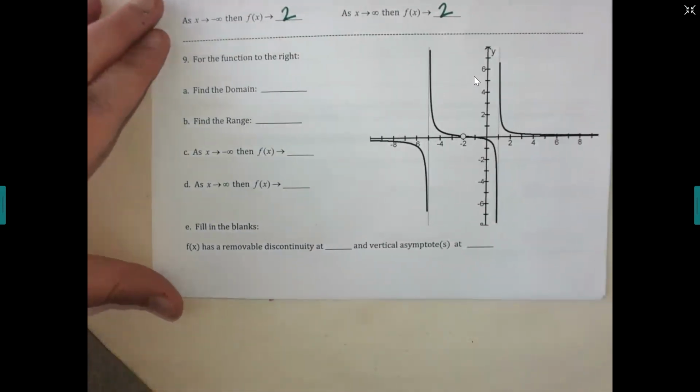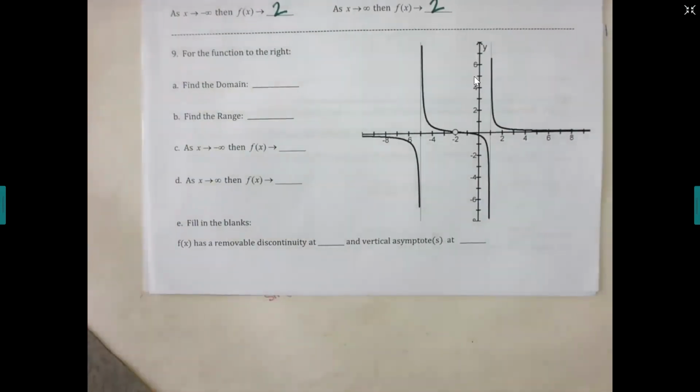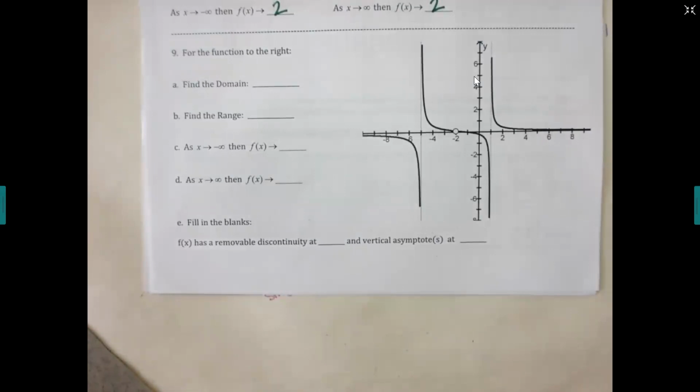Okay, so take a look at number 9. First question. For domain, we're measuring side to side. How far forward does it go? Infinity. How far backwards? Negative infinity. So for the domain, what can we say it is? Okay, all real numbers except.